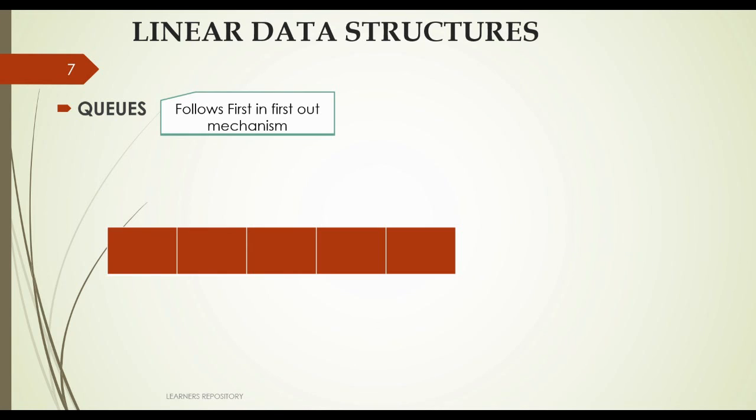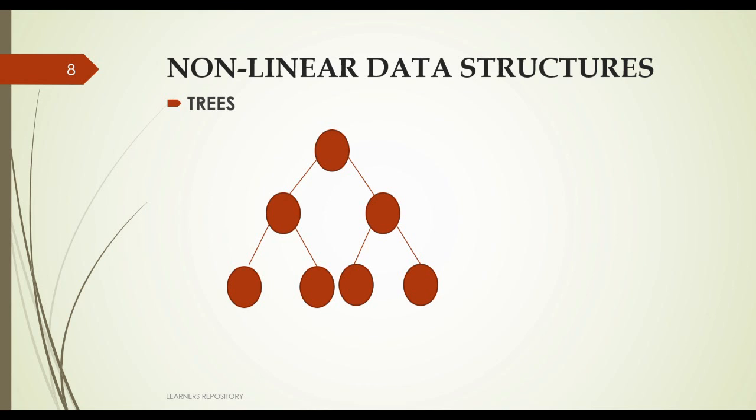We have two ends over here. First end is called as front and the rear. In rear, the enqueue operation, that is insertion, will take place, and in front, dequeue operation called deletion will take place. We are moving on to non-linear data structures now.